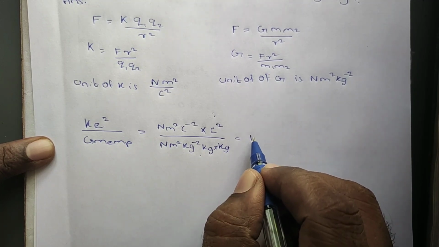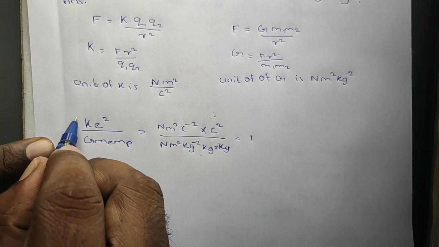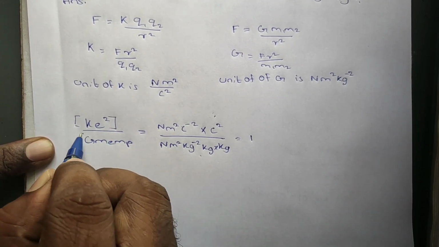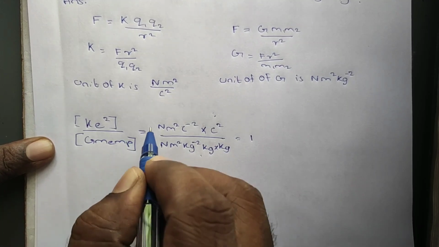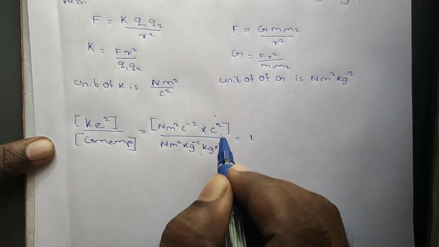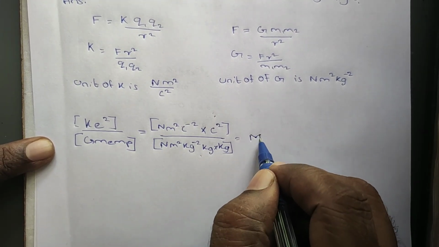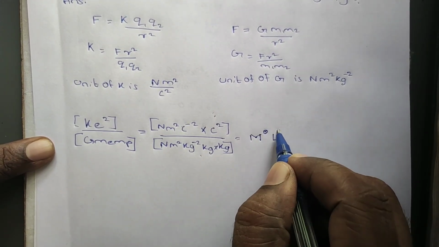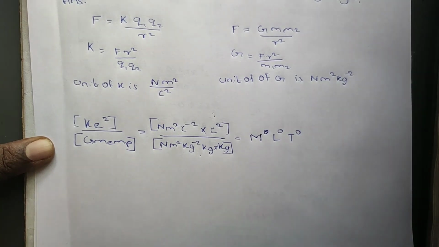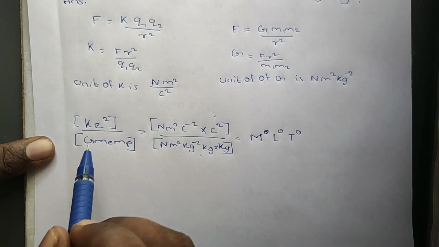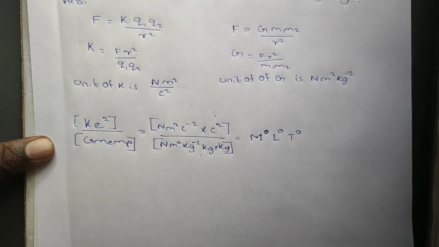The dimension of this, we will get the dimension of this. Dimension, how we will write? We will keep it as a dimension symbol here. Here also dimension in a square bracket. So this is also in a square bracket. This is also in a square bracket. So we will get as what? M power 0, L power 0, T power 0. That means what? It has no dimension. So this K E square divided by G ME into MP is a dimensionless quantity.